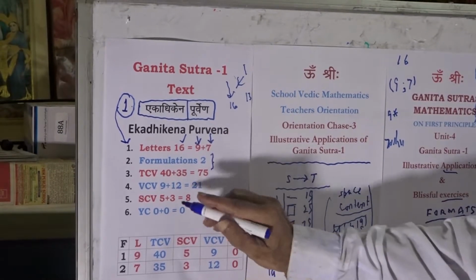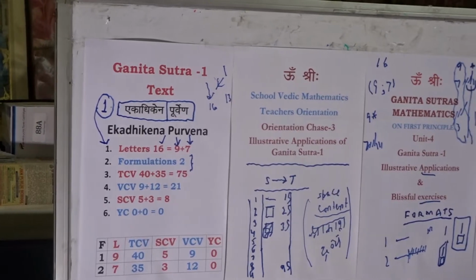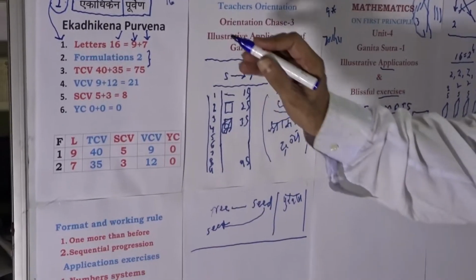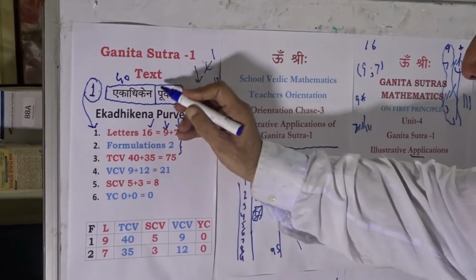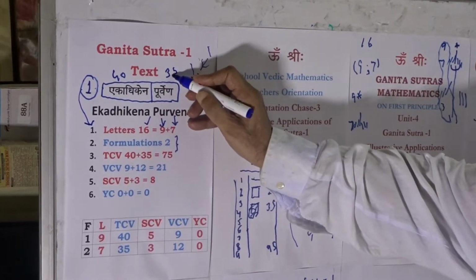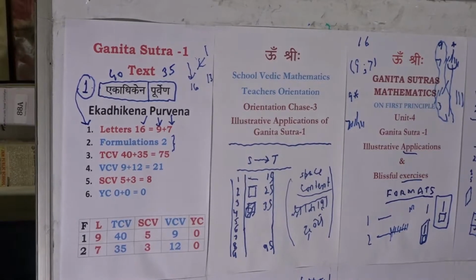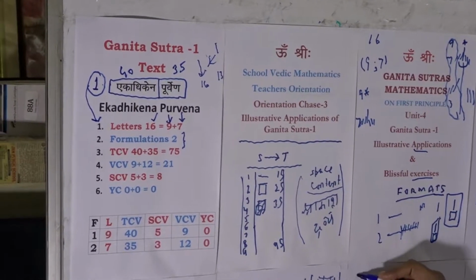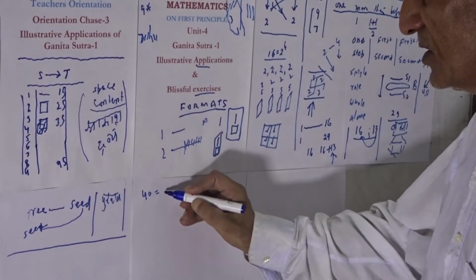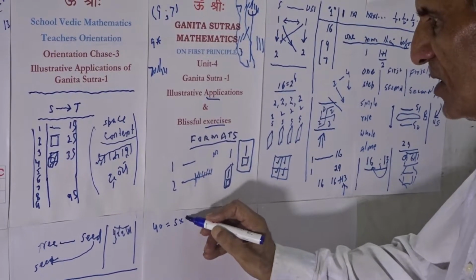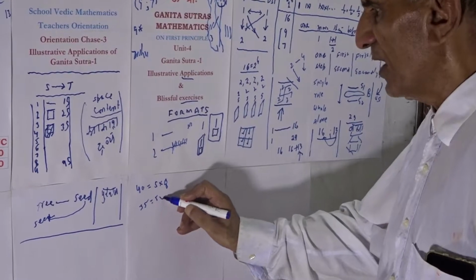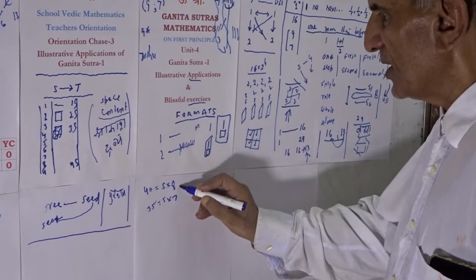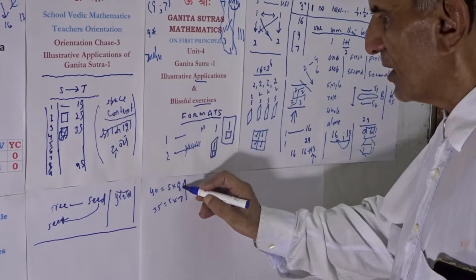A step ahead, when we go to the TCB values, we saw that the first formulation Ekadhikena is having TCB value 40, while the second formulation is having 35. Let us have a pause and see that value 40 accepts an organization 5 into 8, while the formulation 35 accepts a formulation 5 into 7. So it is the phenomenon of one more than before.